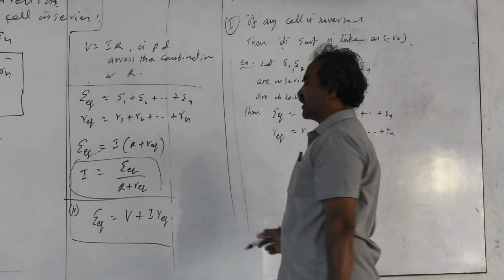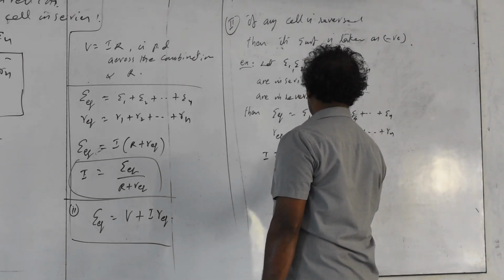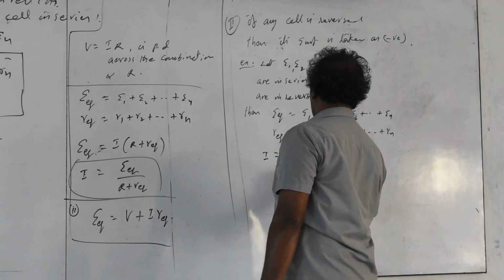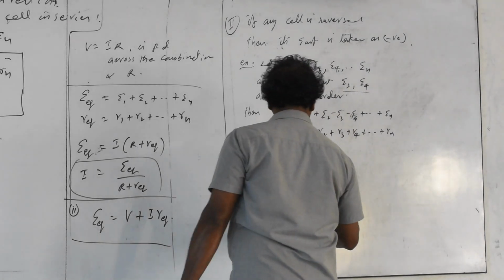Then the current through the external resistance becomes I equal to E equivalent by R plus R equivalent. And the diagram I will go for this.